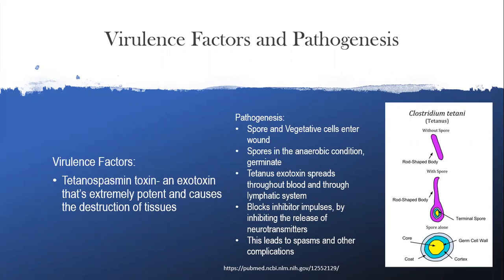The pathogenesis is that the spore and vegetative cells enter through the wound. The spores in the anaerobic condition germinate. This tetanus exotoxin can spread throughout the blood and also the lymphatic system. Then it blocks the inhibitory impulses by inhibiting the release of neurotransmitters. And this is what leads to the spasms and also other complications.